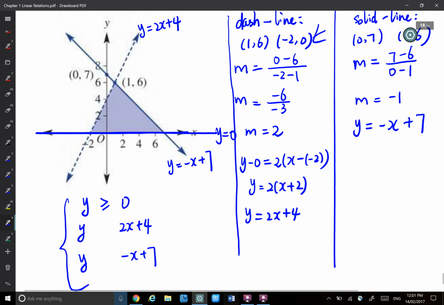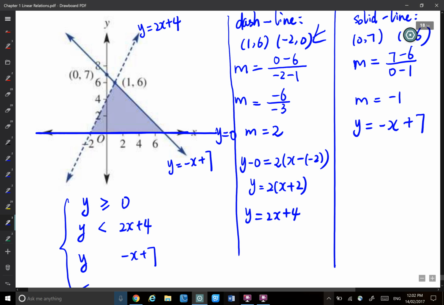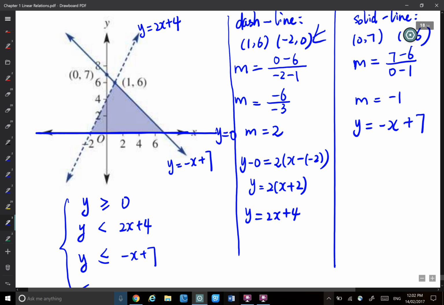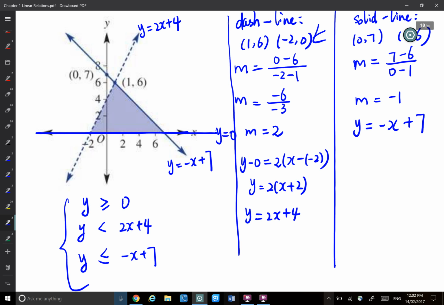For the next one, 2x plus 4, is the region below this line or above this line? Below, everyone can see that it's below. That's a dashed line, so y needs to be smaller than this. The last one is minus x plus 7. Is the region below or above? Still below, the region is under the line. That's a solid line, so it's smaller than or equal to.